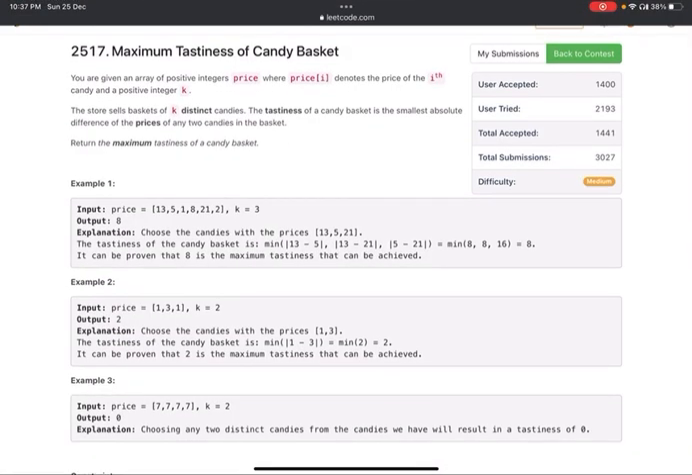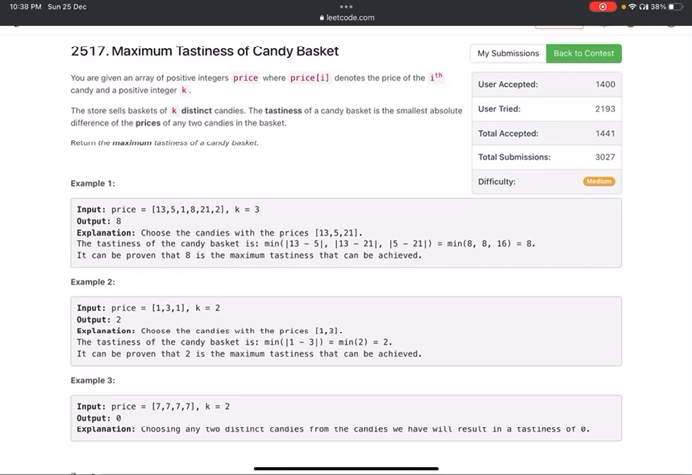Today we are going to discuss the third question in LeetCode Weekly Contest, that is maximum tastiness of a candy basket. That means you are given an array of positive integers, that is prices, where prices[i] denotes the price of the ith candy, and you are also given a positive integer k.